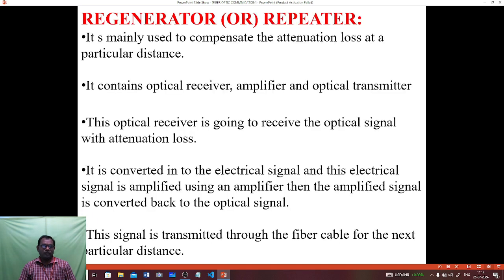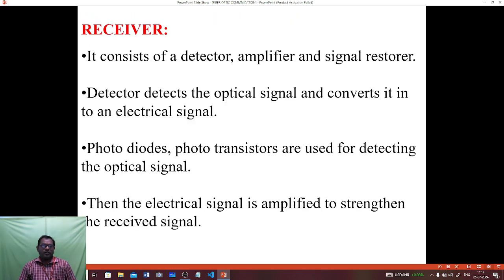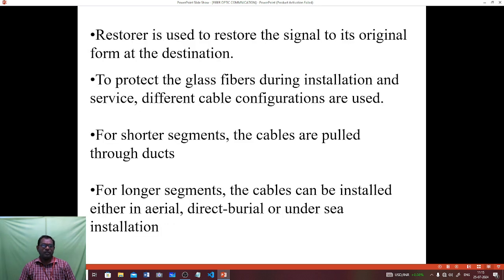The receiver consists of a detector, amplifier and a signal restorer. Receiver means we are using the optical receiver at the receiving part. The detector detects the optical signal and converts it into an electrical signal. Photodiode, phototransistor, optocoupler, PIN photodiode, and avalanche photodiodes are used for detecting the optical signal. Then the electrical signal is amplified to strengthen the received signal. The restorer is used to restore the signal to its original form at the destination.